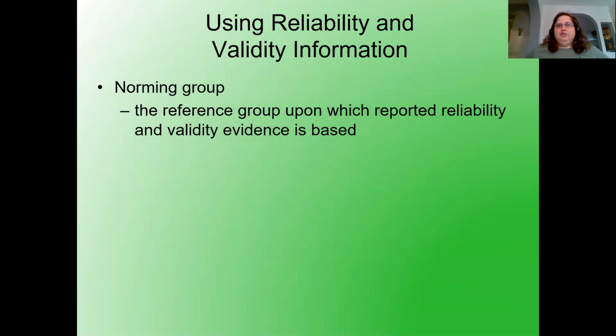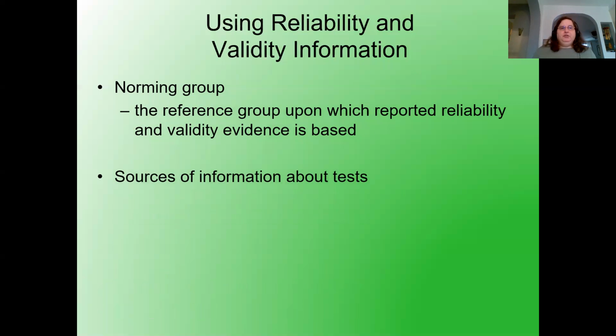Okay, so let's take another construct just for a moment, like depression. You want to create a new measure of depression. So what you have to do is figure out how people who are not depressed score on your measure, and how people who are reporting depressive symptomatology score on your measure. If you do this, you want to do this for a very large group typically, right? Let's say you do this for 10,000 people. That might be your norming group. That might be your reference group. And then when you use this test again, you can compare scores to your norming group.